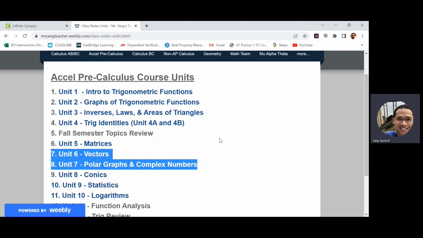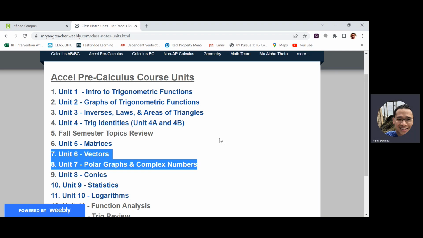And then the rest of the semester, we have conics, stats, and logs. You've seen logs and exponential functions, but we're going to do a review of those topics in preparation for next year. Many of us are taking AP Calculus AB, so you'll need that. And there's no final exam this spring semester.